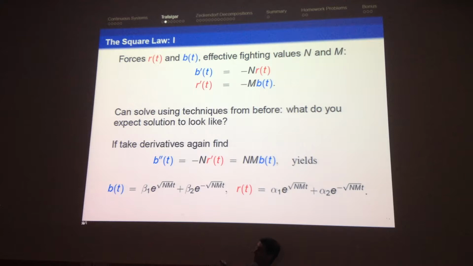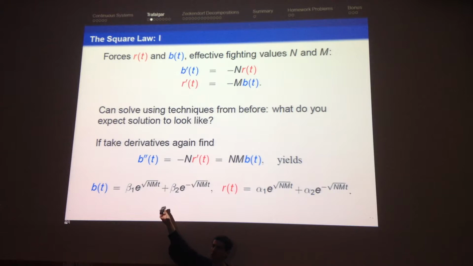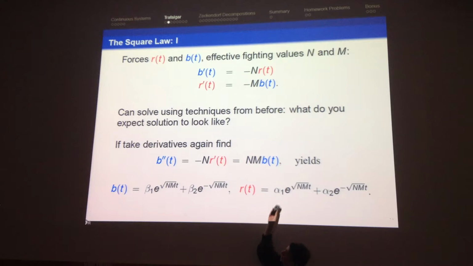What can you tell me about beta 1? What do you think about beta 1? Well, if it's negative, then at some point you would have a negative British fleet. And in fact, the British fleet would be getting exponentially more negative. So it seems reasonable to believe that beta 1 should be 0, and similarly, alpha 1 should be 0.